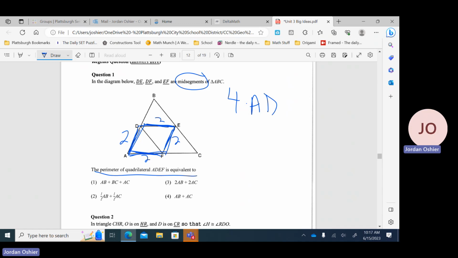The reason I'm saying to do that is because then AB is 4, BC is 4, AC is 4. So the perimeter of this, with the numbers I just completely made up, 2, 4, 6, 8, is 8. 4 plus 4 plus 4 is not 8. Half of AB is 2. Half of AC is 2. 2 plus 2 is not 8. 2 times AB, AB is 4, plus 2 times AC, AC is 4, again not 8. AB plus AC, that's it. That would be 4 plus 4, which is 8.